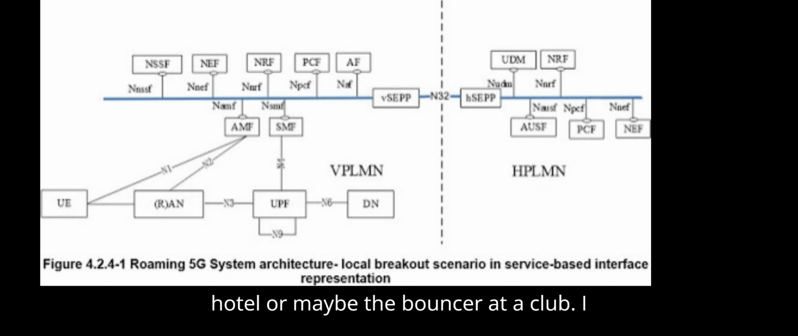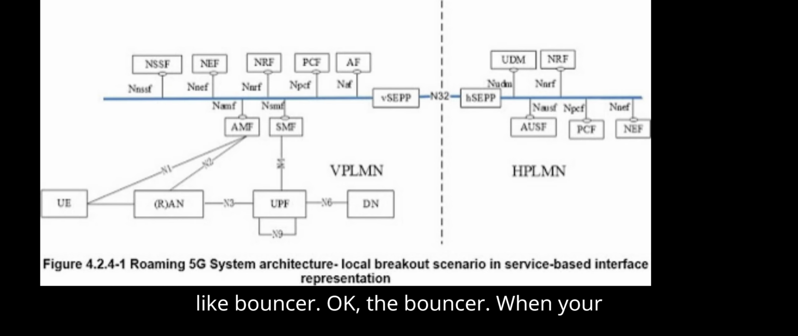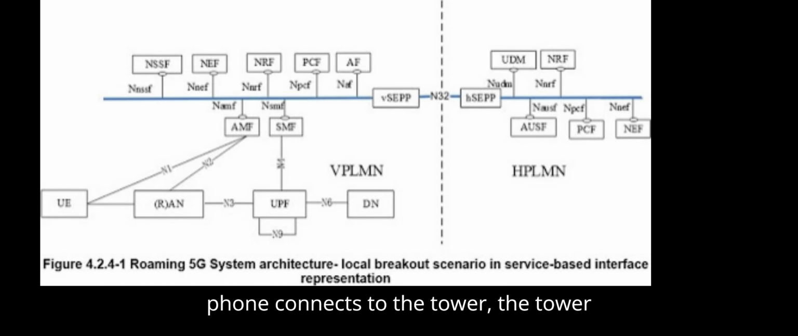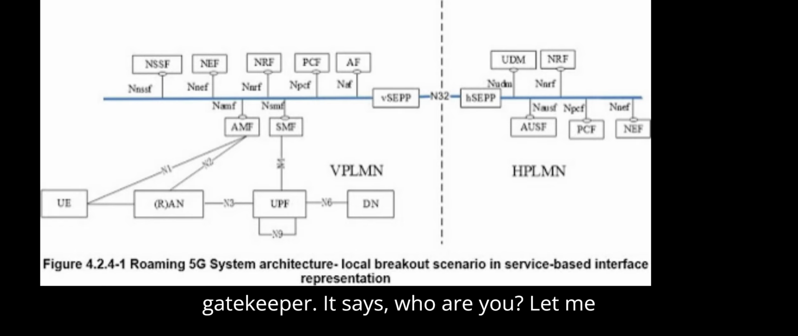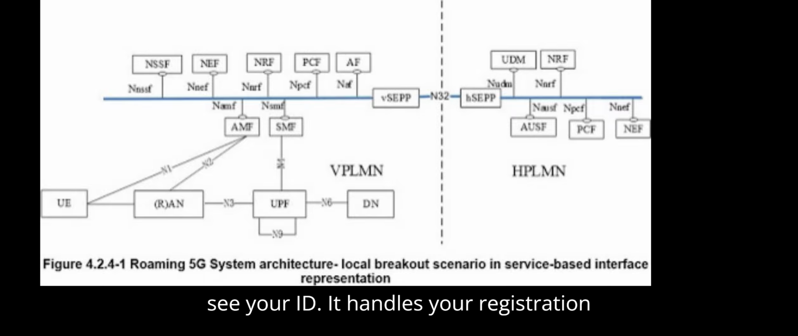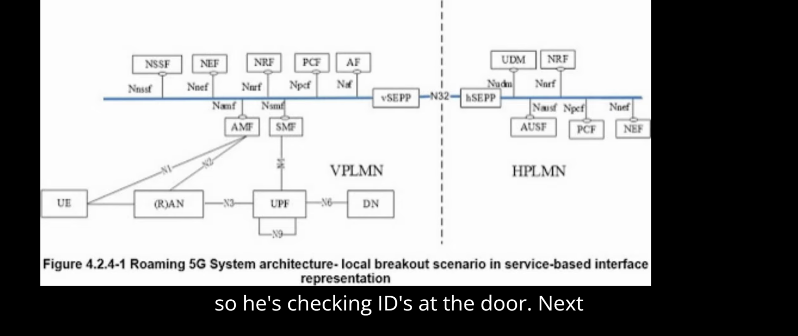Or maybe the bouncer at a club. I like bouncer. Okay, the bouncer. When your phone connects to the tower, it passes you to the AMF. The AMF is the gatekeeper. It says, who are you? Let me see your ID. It handles your registration, and it keeps track of where you are. Okay, so he's checking IDs at the door.